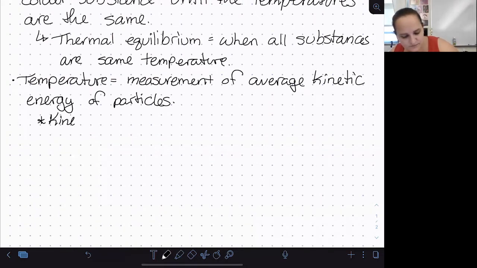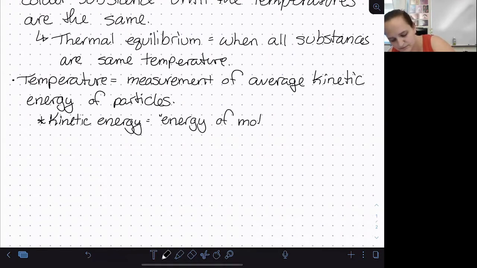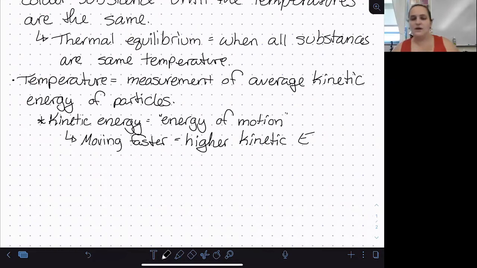So kinetic energy is often described as the energy of motion. Something that's moving faster has a higher kinetic energy. In general, mass is also part of the kinetic energy equation, but if you have two things of equal mass, the one that is moving faster has higher kinetic energy.